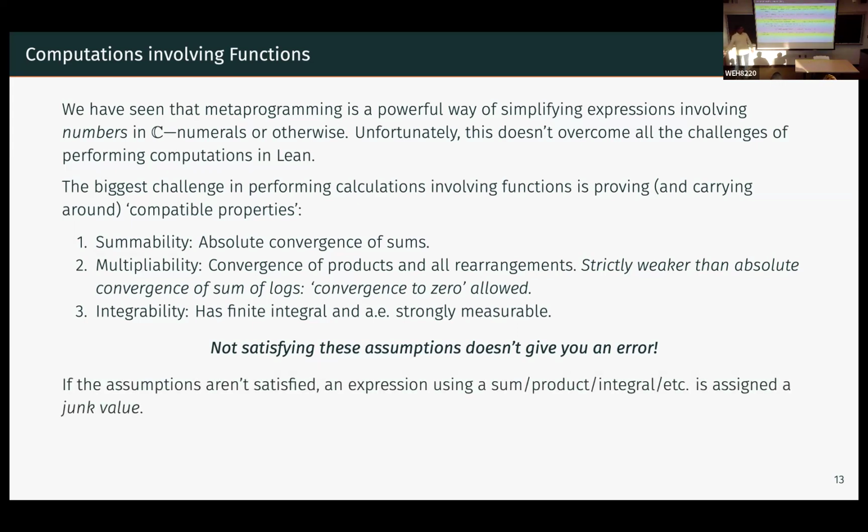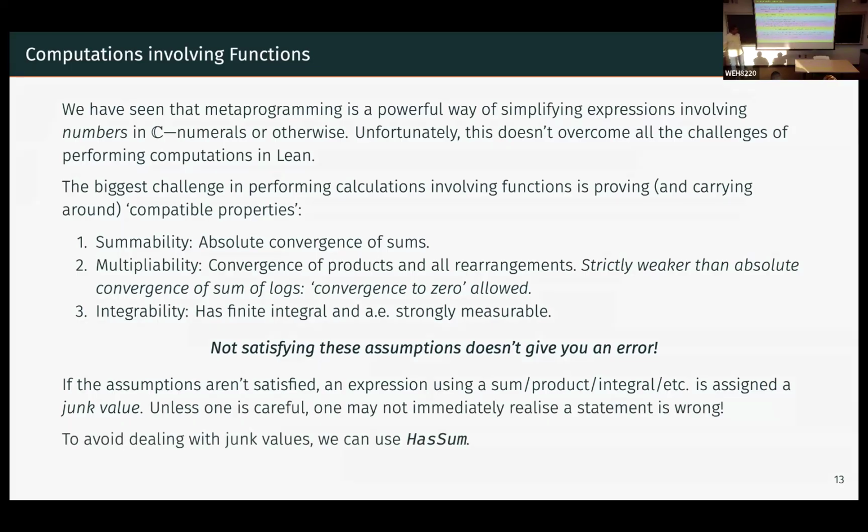Because if the assumptions aren't satisfied, then an expression involving a sum or a product gives you a junk value. So if I write out a sum of something that's not summable, then that's zero by definition. If I write out a product of something that's not multipliable, that's 1. If I write out an integral of something that's not integrable, I get 0 again. And these are not errors, right? These are just junk values that it gives you. And this means that sometimes it's difficult to keep track of whether you've done things right or wrong. So unless one is careful, one may not realize that something is wrong.